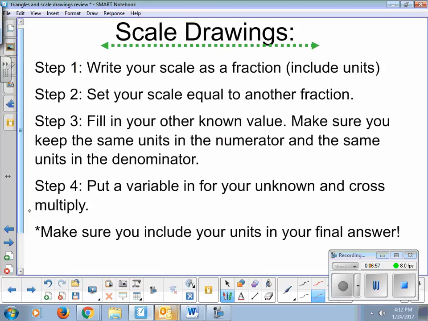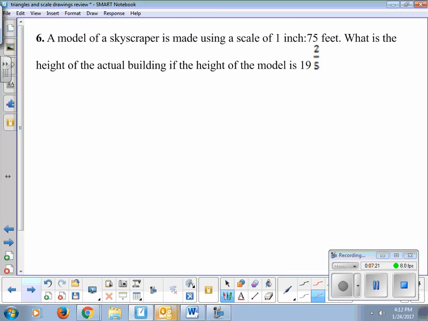Okay, for scale drawings, these steps should be written in your notes. You want to write your scale as a fraction and make sure you include your units. Set your scale equal to another fraction, then you will fill in your other known value. Make sure you keep the same units in the numerators and the same units in the denominators. Put a variable in for your unknown and cross multiply. Make sure you include your units in your final answer.